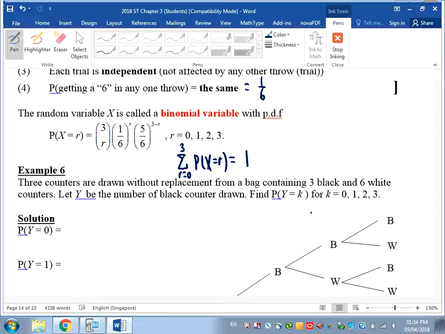Okay, now can you spend 3 minutes to read through the next example and help me fill in the tree diagram?